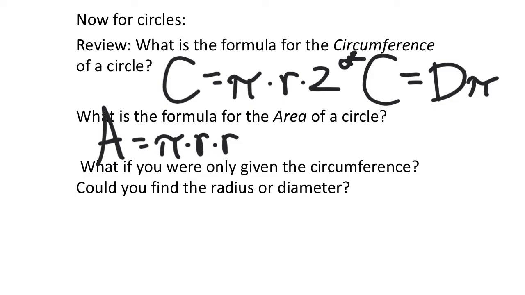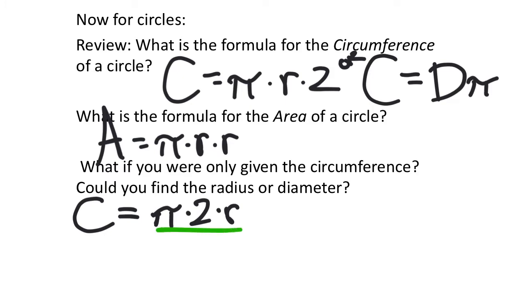So what if you were only given the circumference? Could you find the radius or diameter? Hopefully. So I guess we'll do it right here. Let's go ahead and manipulate that formula. Let's say we're given the radius on this, right? Pi times 2 times the radius, right here. Well, if I wanted to solve for the radius, if I was given the circumference, then I would manipulate this equation with principles of equality by dividing both sides by pi times 2.